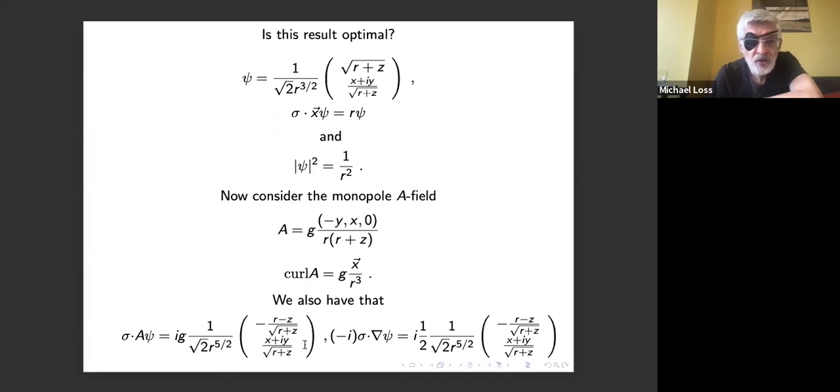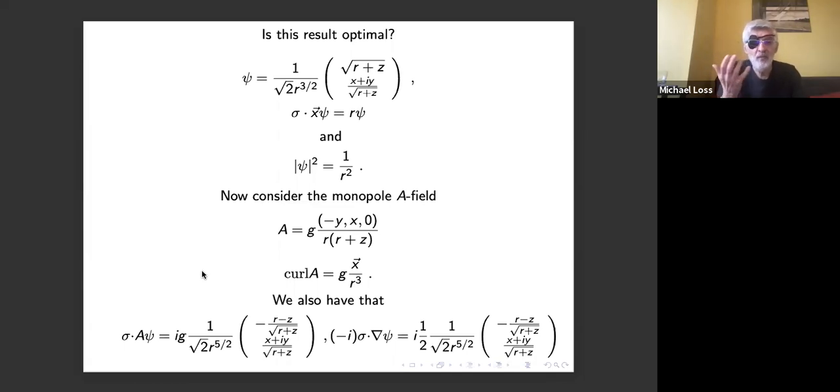You get this expression here. You compute minus i sigma dot grad psi for this psi. You get this expression. And what you notice is these are exactly the same expression provided you choose g to be 1/2, which is, by the way, precisely Dirac's quantization condition, right? Okay, so choose g equals 1/2, and what you have gotten is, if you like, a monopole zero mode.